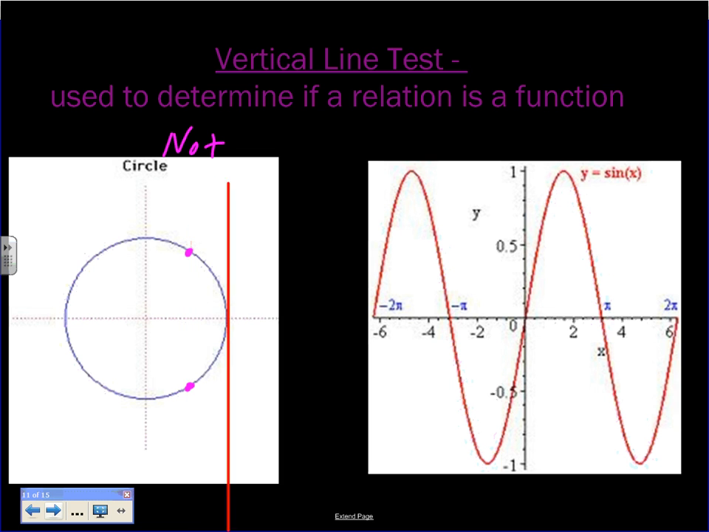Let's look over here at the right one. Still only touching at 1. The vertical line is still only touching the graph at 1 point. So the vertical line never touches the red graph at more than one point. So it is a function.